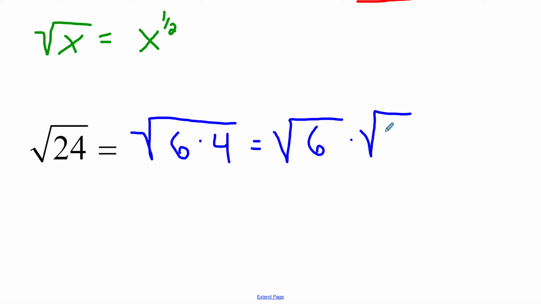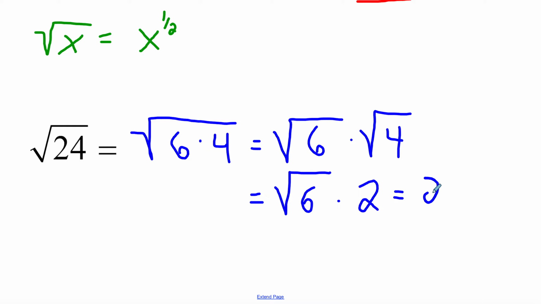The square root of 6 times 4 is the same as the square root of 6 times the square root of 4. And here it's a little bit easier to see that the square root of 4 is 2, and the square root of 6 is just square root of 6. So this is the same as square root of 6 times 2, which we actually technically write as 2 radical 6. And that is the answer. Square root of 24 simplified is 2 radical 6.